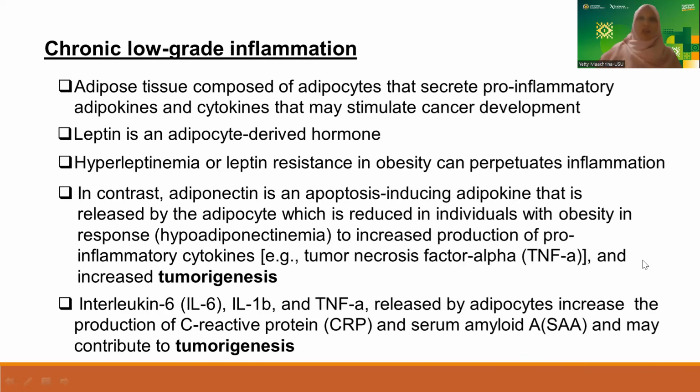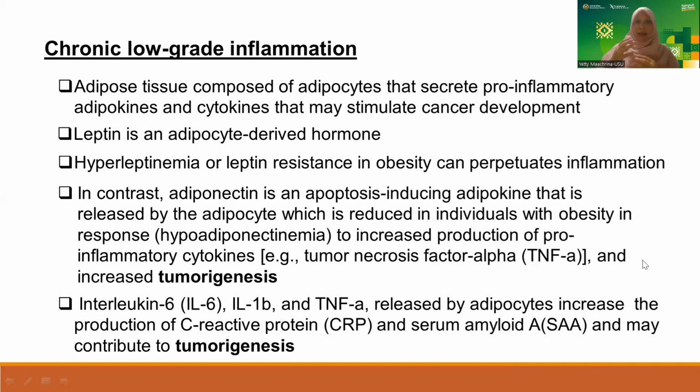And how about chronic low-grade inflammation? So the accumulation of fat, visceral fat, increases inflammatory cytokines over a chronic period and promotes chronic low-grade inflammation. Adipose tissue is composed of adipocytes that secrete pro-inflammatory adipokines and cytokines that may stimulate cancer development. In contrast, adiponectin, which is an apoptosis-inducing adipokine released by adipocytes, is reduced in individuals with obesity.